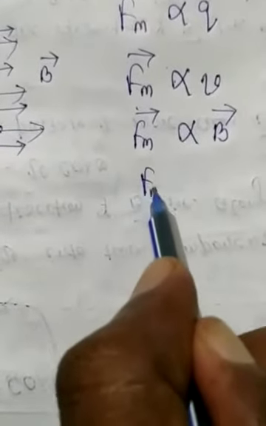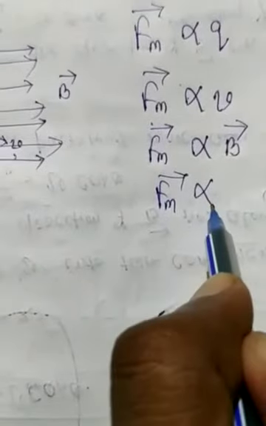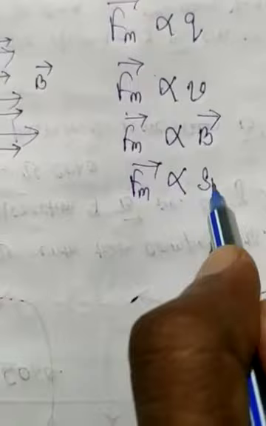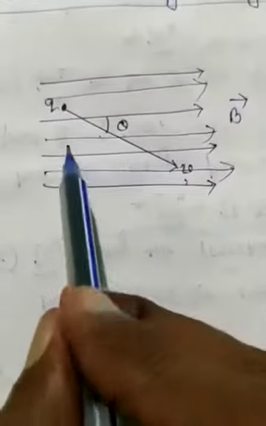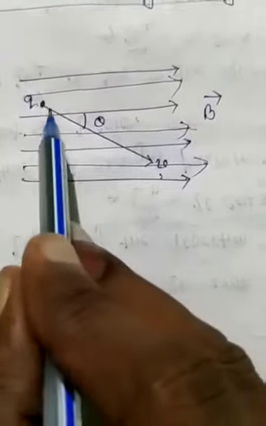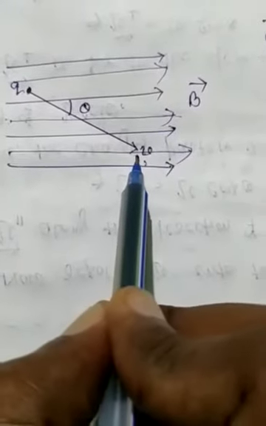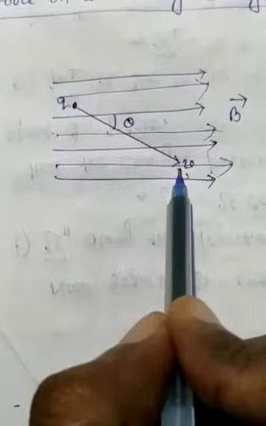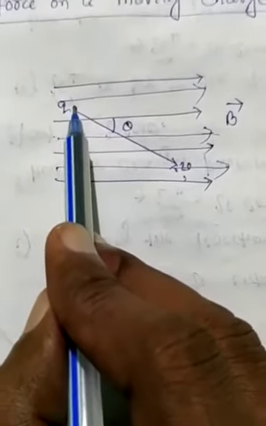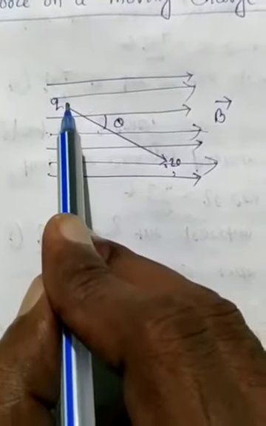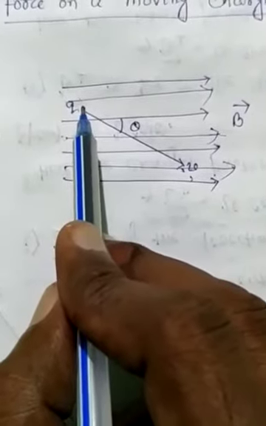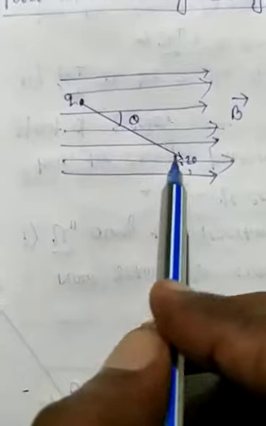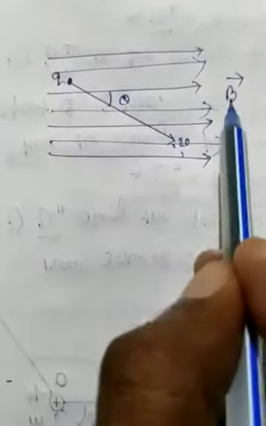And this magnetic force Fm is directly proportional to the sine of the angle between the direction of the magnetic field and the direction of the motion of charge. So let us consider a charge Q moving through a uniform magnetic field having magnetic induction B with a velocity V, making an angle theta with the direction of the magnetic field.